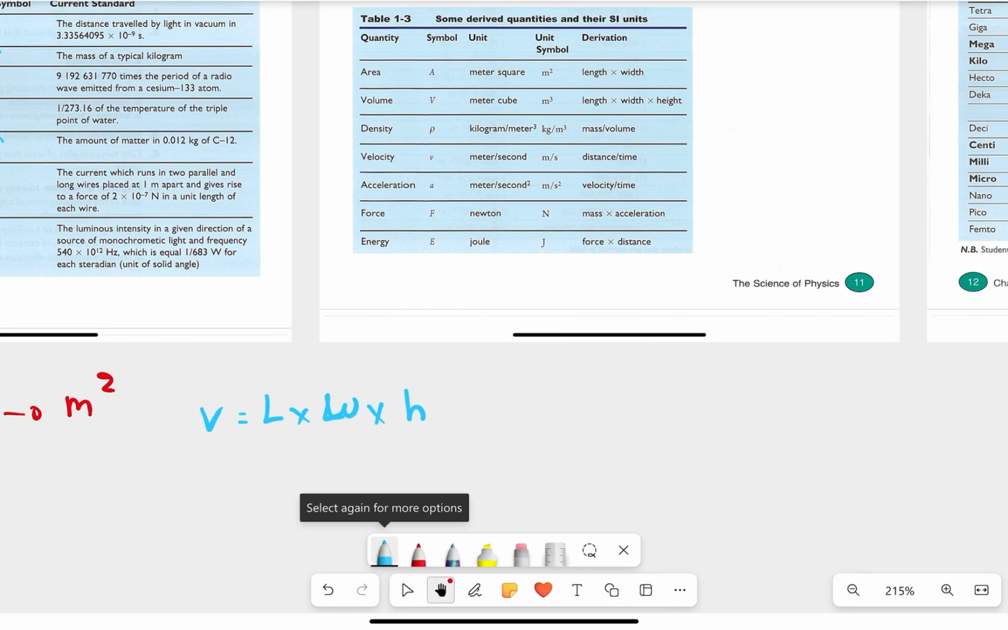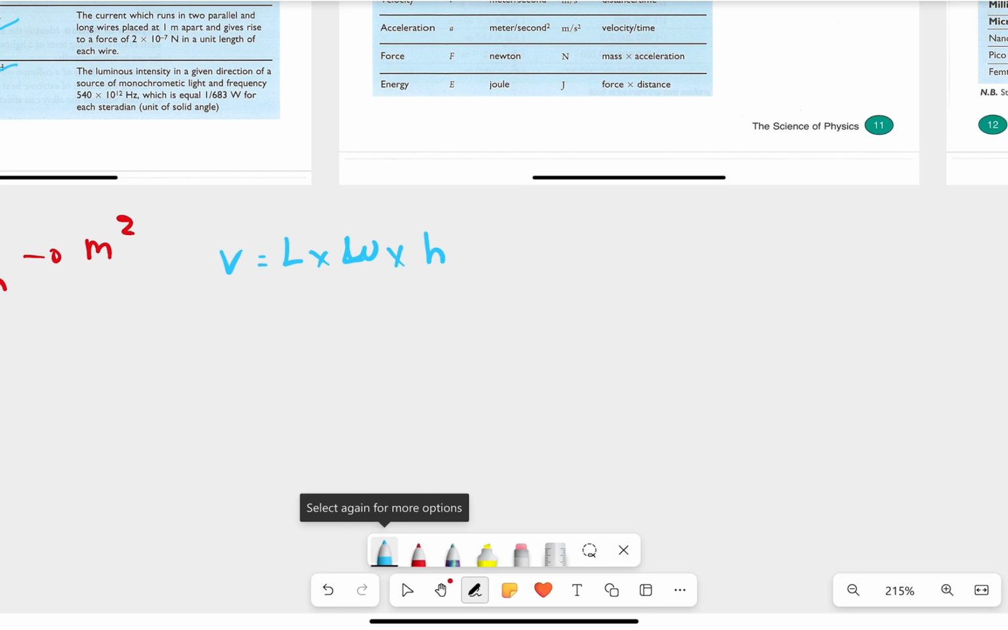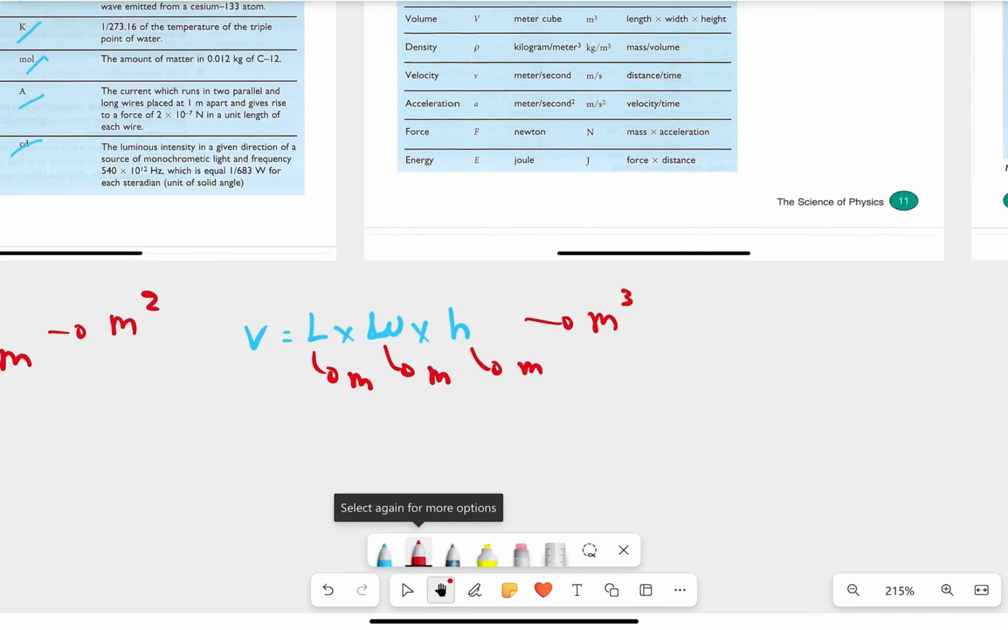In here it's written length multiplied by width or multiplied by height. So if you derive the unit of this one, you'll say length is measured in meters, width is measured in meters, and height is also measured in meters. If you multiply all of these meters, you will get meter cubed or cubic meter.